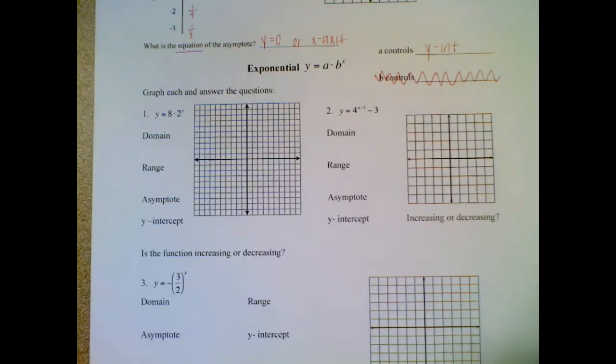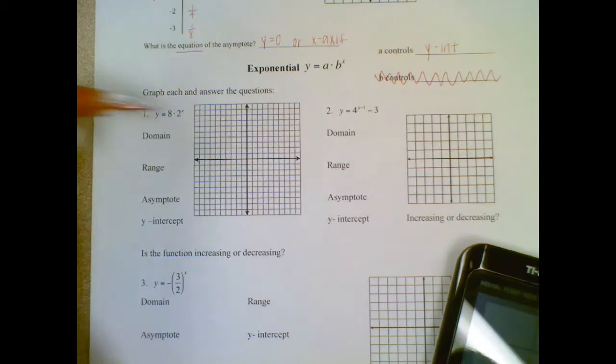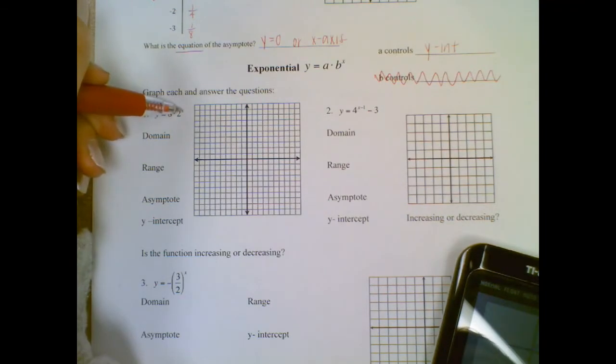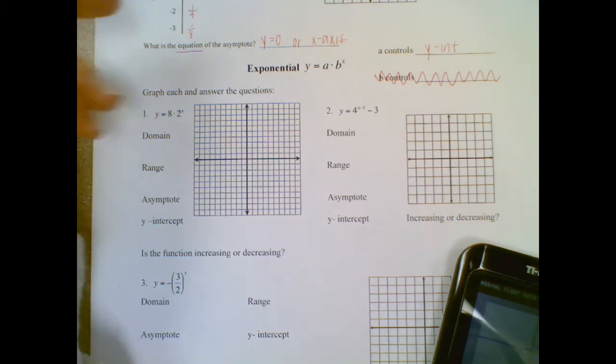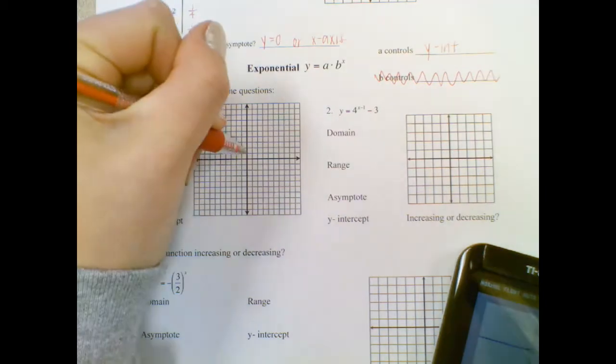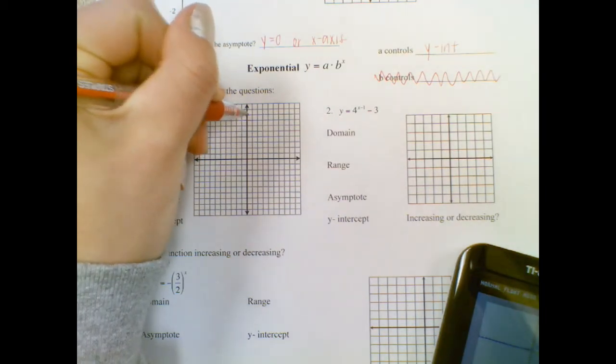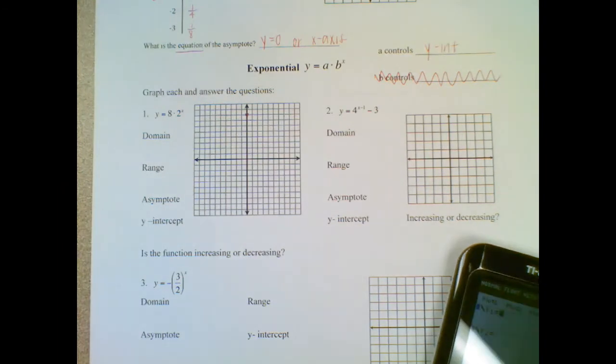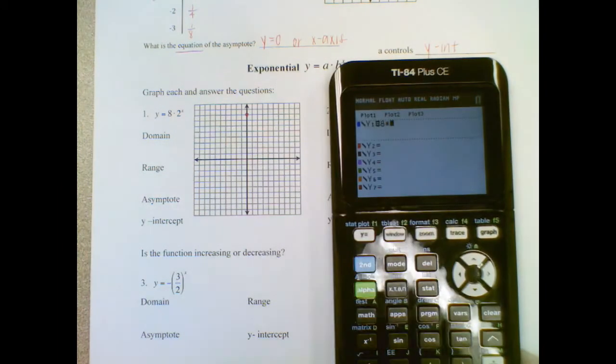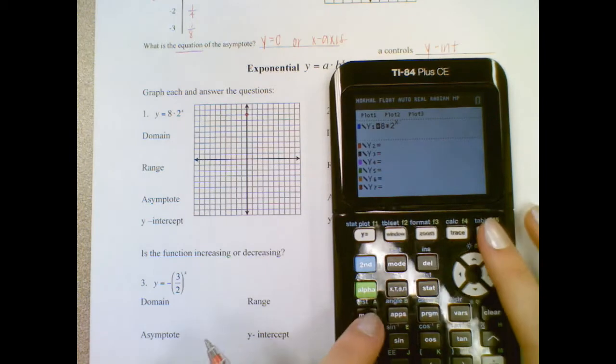So let's think about this. If I plug in a 0 right here, okay, that's how I find my y-intercept, right? 2 to the 0 power is 1, right? 1 times 8 is 8. That's why this is the y-intercept. So 1, 2, 3, 4, 5, 6, 7, 8. All right, but let's go ahead and type this into the calculator to get a better picture.